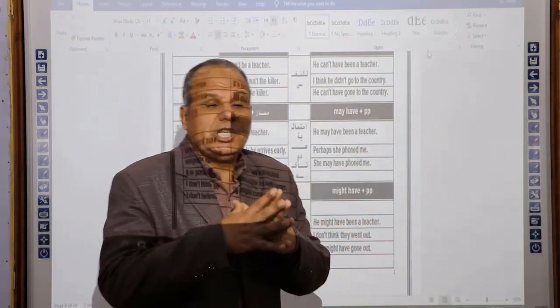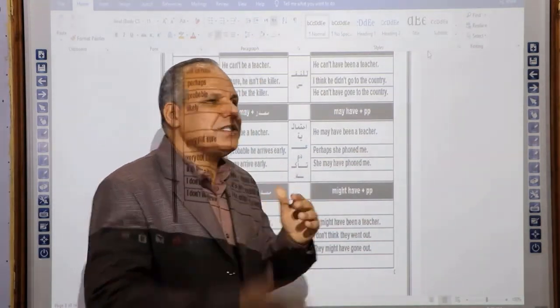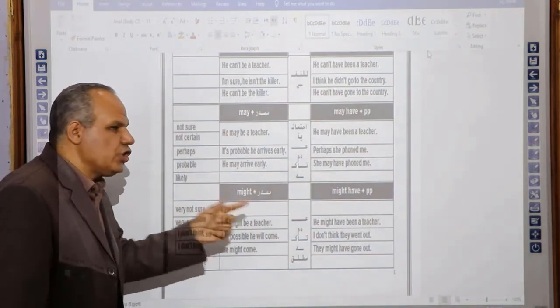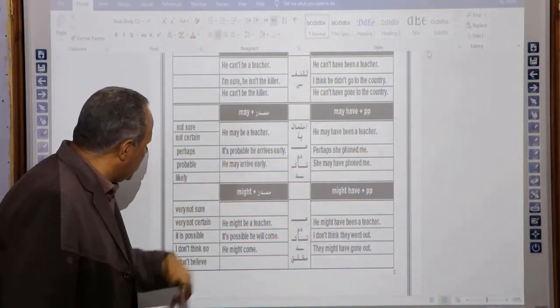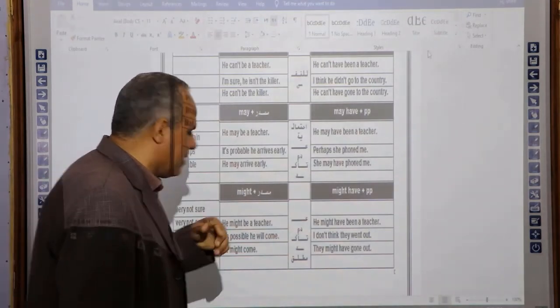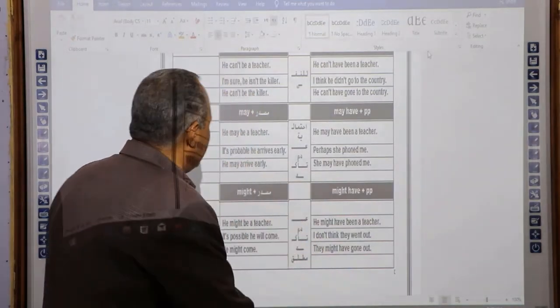We usually use might plus infinitive or might have plus past participle with the following expressions: I am very not sure, I am very not certain, it's possible, I don't think so، لا أعتقد ذلك، I don't believe، أنا لا أعتقد أو أنا لا أؤمن بذلك.